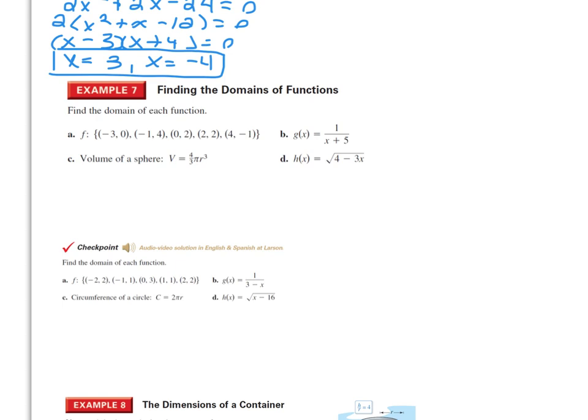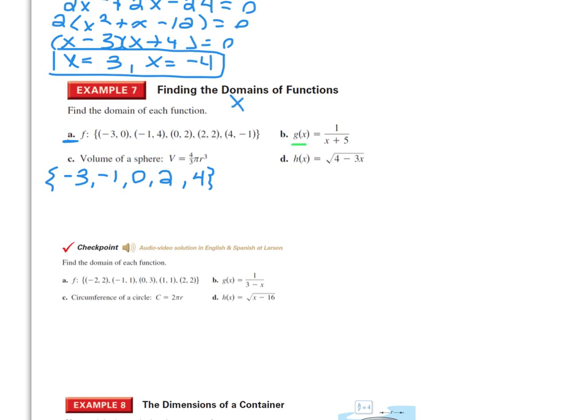Finding the domain of a function. The domain of the function is literally its x values. Okay, so for A, your domain is just going to be negative 3, negative 1, 0, 2, and 4. Okay, for B, what we need to figure out is what makes this function illegal.